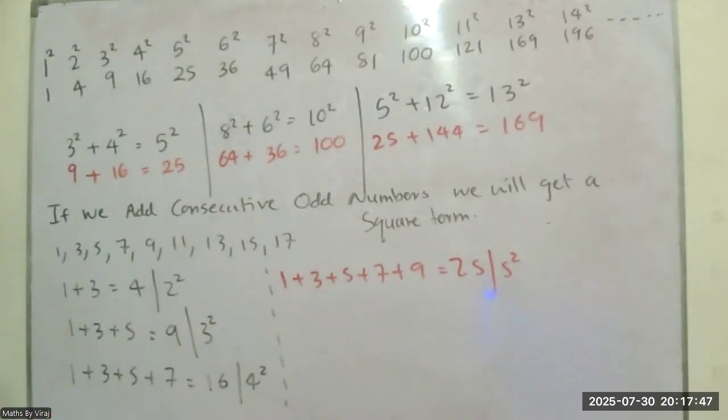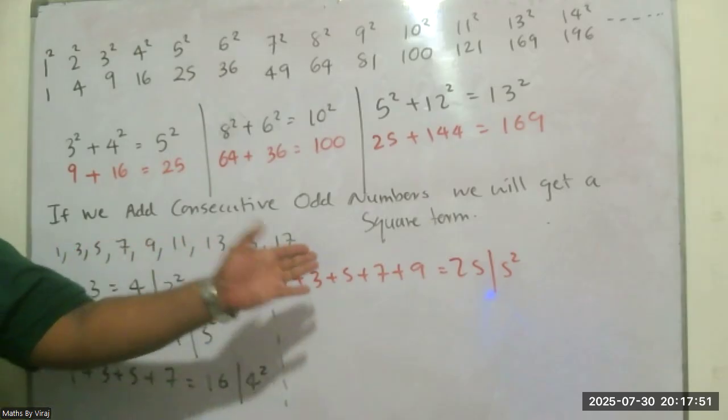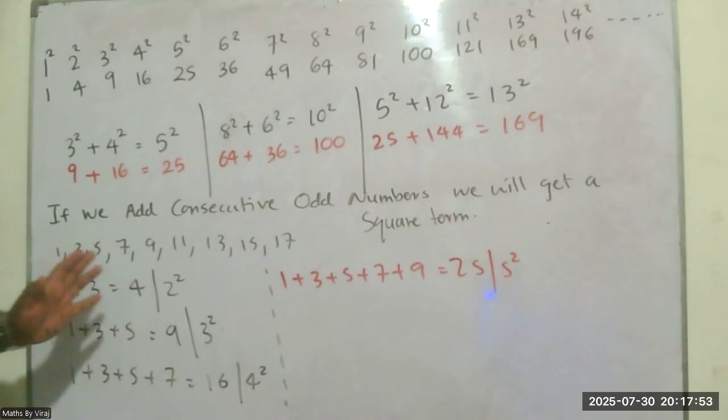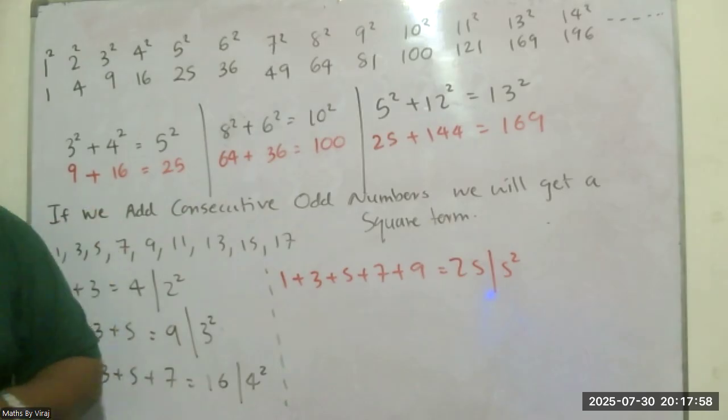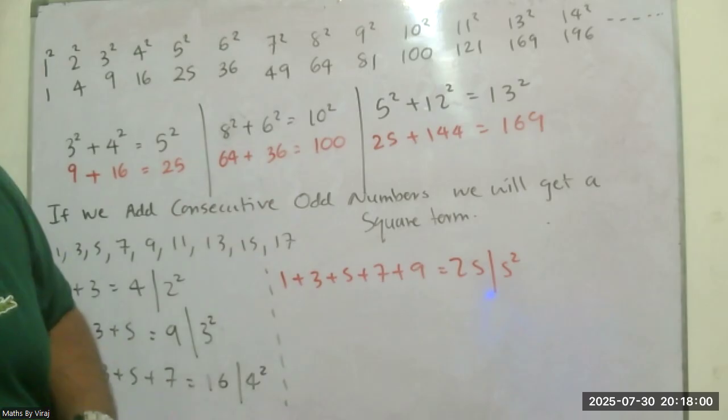When you add the consecutive odd numbers one after the other, when you add them up, this is what you will get. Am I clear? Yes, sir. Take down, please.